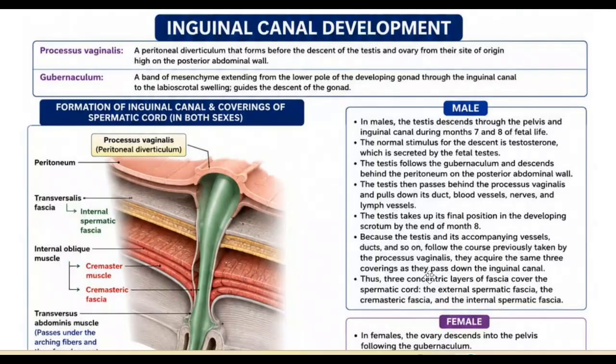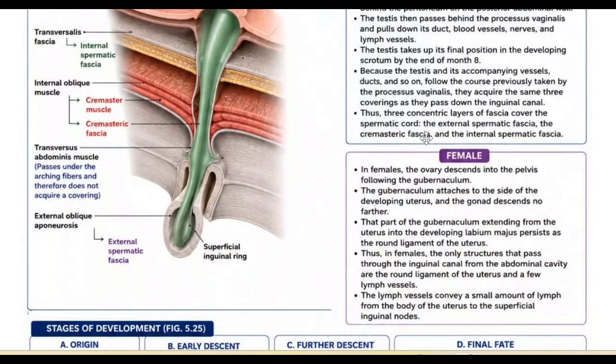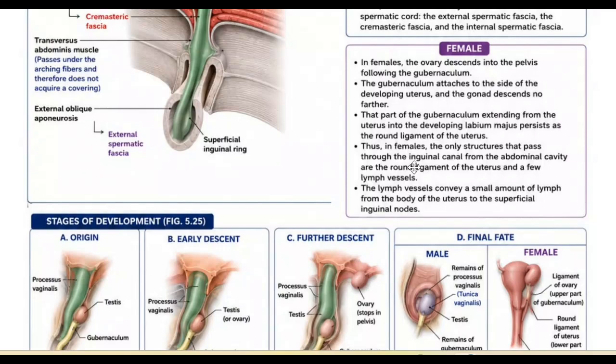Now let's move on to what happens in females. For females, compare: initially the ovary also develops high in the abdomen. It also has a gubernaculum, the same as in males, and it also forms a processus vaginalis. But the ovary does not descend into the labium majus. Why? Because the gubernaculum attaches to the developing uterus. The uterus acts like a stop point, so the descent ends inside the pelvis and does not reach the labium majus.